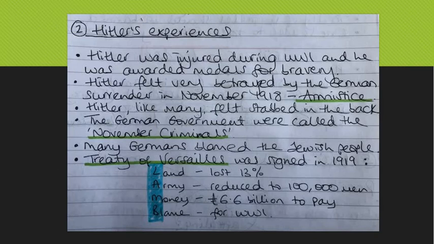Now you may notice I've added some information at the bottom of my notes which was not on the previous slide. However, I know that previously we've studied the conditions of the Treaty of Versailles and we've done that in quite a bit of detail. And I wanted to just test myself to see what I could remember. So hence why I've put the land, army, money, blame at the bottom of my notes.